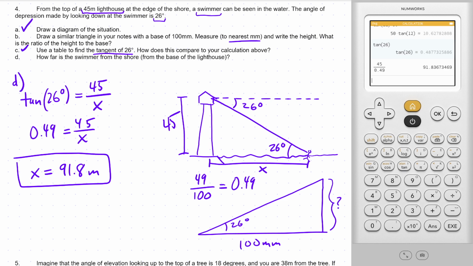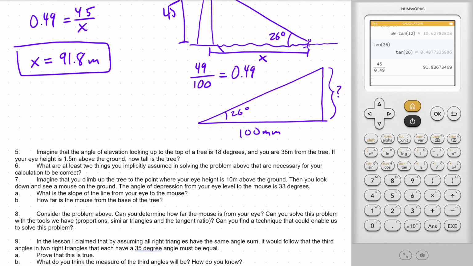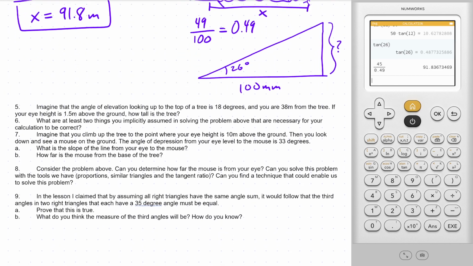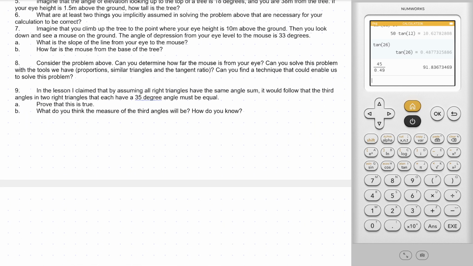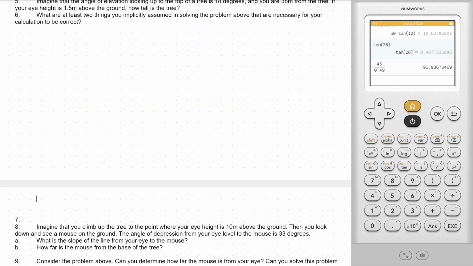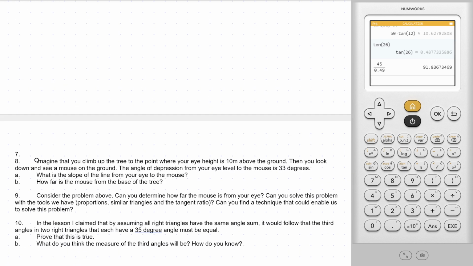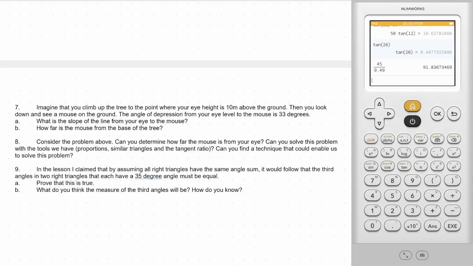Okay, so now let's go on to number 5. Let's see. Do I want to do this one? Yeah. Let's let you do that one. And let's go on to number 7, actually. I'm going to go on to number 7. Oops. Keep these numberings consistent.